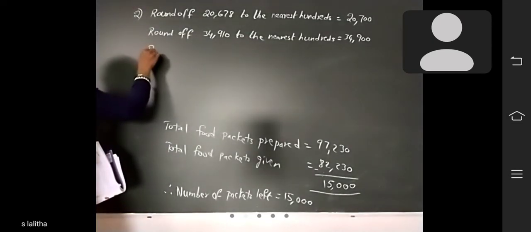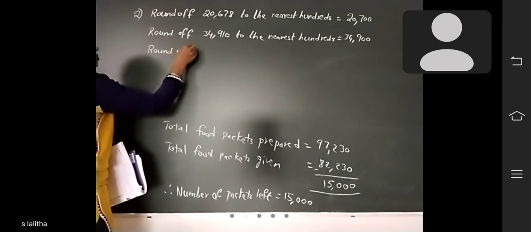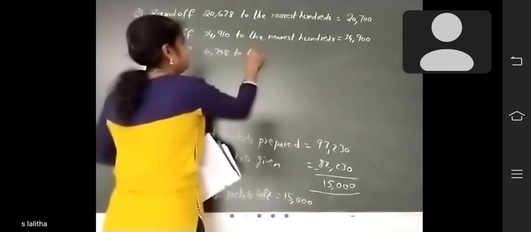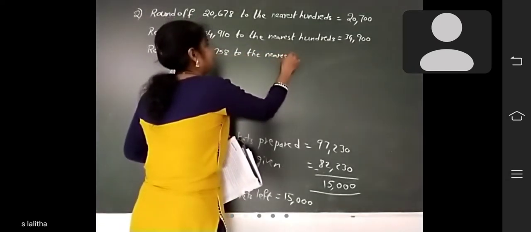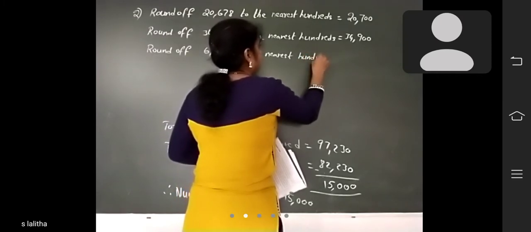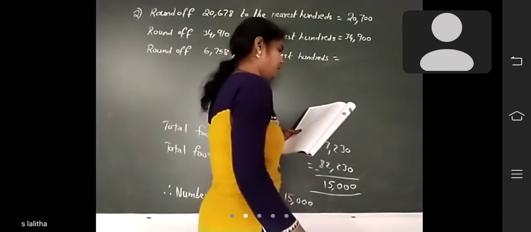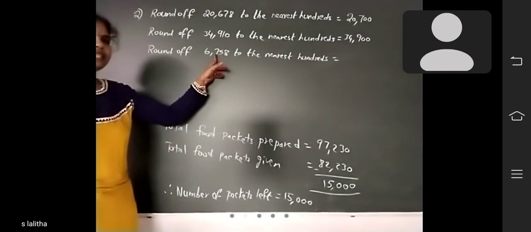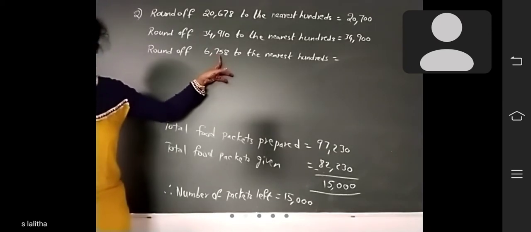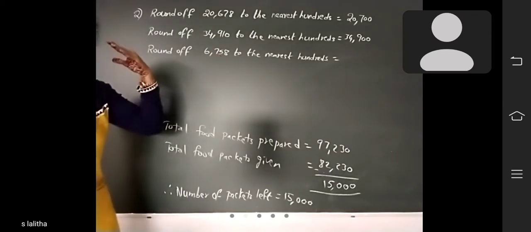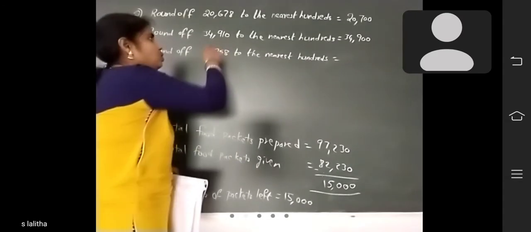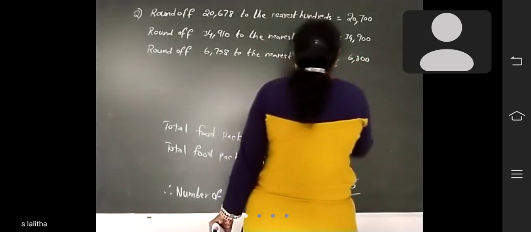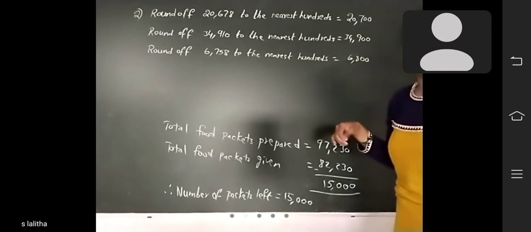Next, orange flavored. Round off 6,758 to the nearest hundred. What is the hundreds place here? 7. What is the right side of the number? 5. So 5 means it is equal to 5, that means you round the number up. You have to add 1 to the hundreds place. So 6,000, 7 plus 1, 800. 6,800 are orange flavored ice creams.